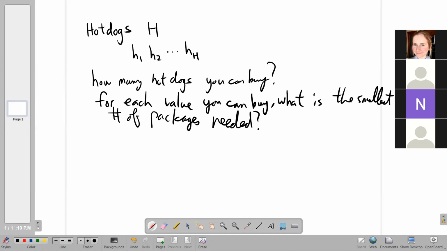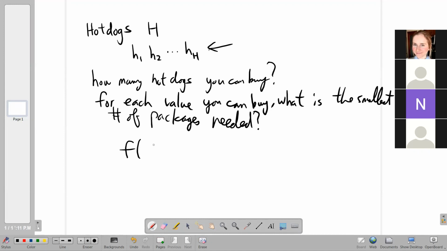Okay, so this is actually a very common coin changing problem in some way. If these are your coin denominations and you're asking what values can you make, and for those values that you can make, what is the smallest number of coins you need to make it? So the standard way of doing it is just doing something like this.